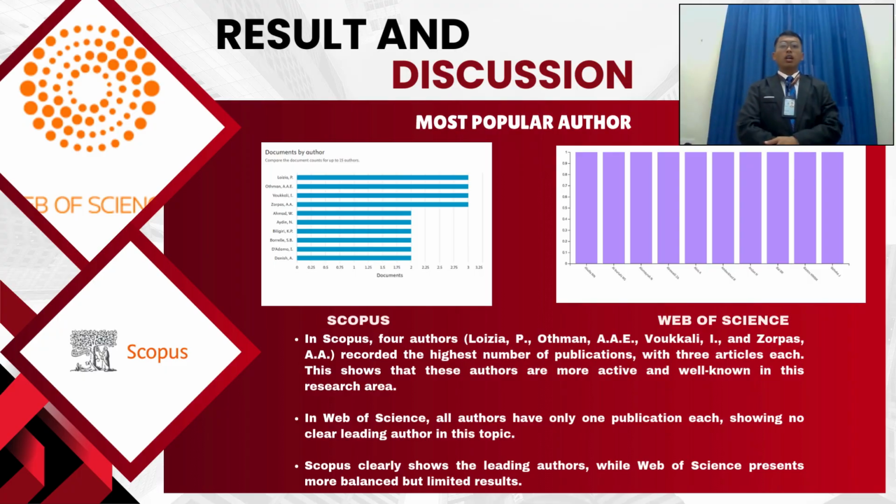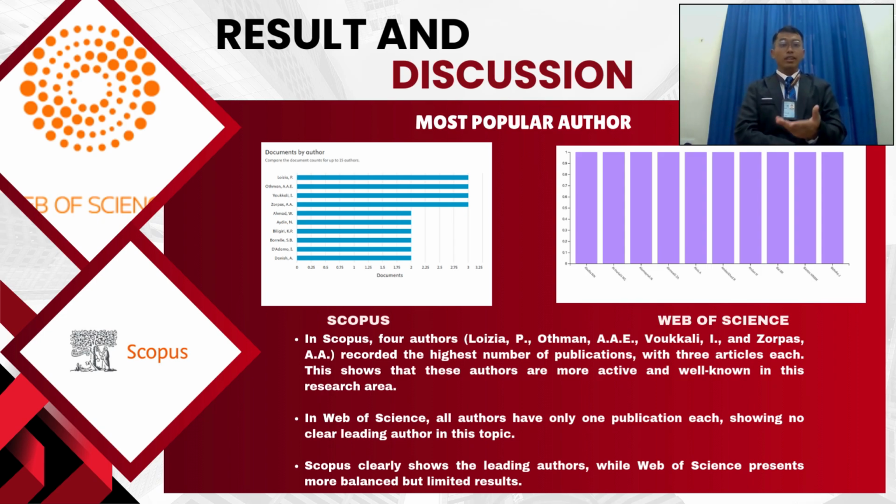And now let's look at how author activity differs between Scopus and Web of Science. In Scopus, there are 4 authors. Each of them recorded 3 publications, making them the most active and recognizable contributors in the research area. This highlights Scopus' ability to identify leading authors and show clear patterns of productivity.